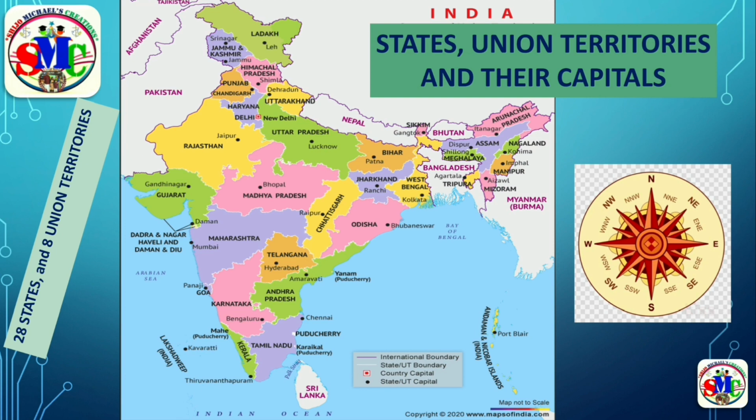So you have to learn how to point out each and every state on a blank map, and also learn each and every state's capital along with the union territories. So learn this by heart to get more marks.